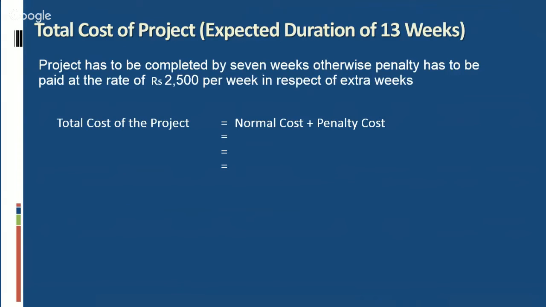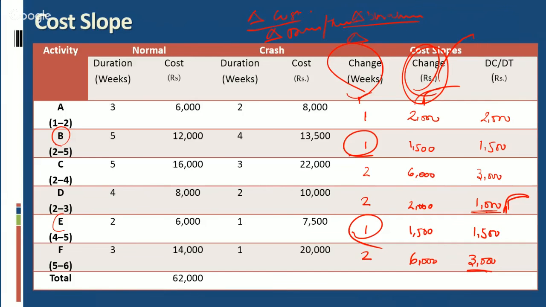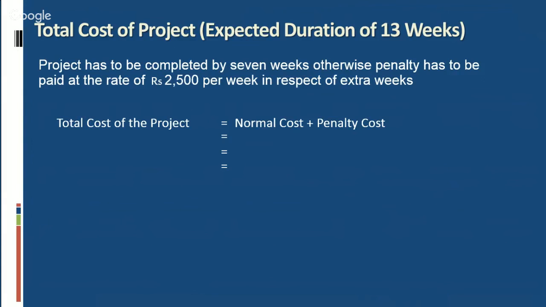Now, first of all, we calculate the total cost of the project. Here, the expected duration is 13 weeks. Total expected cost of this project is normal cost plus penalty cost plus any indirect cost if given. Normal cost to complete this project is 62,000, the summation of all activities' cost. And this is 62,000. Indirect cost is not given.